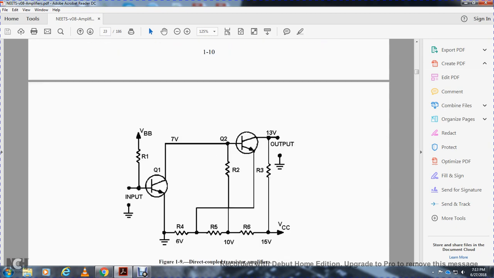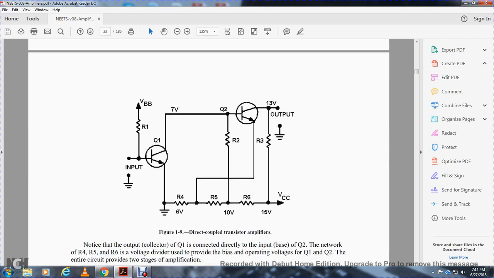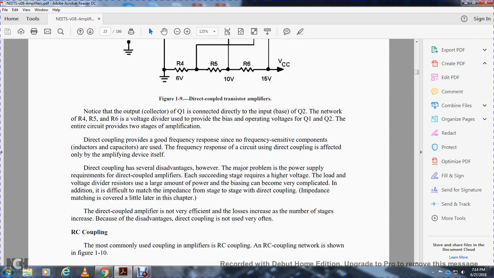Alright, Figure 1-9 shows the direct coupled transistor amplifiers. You have resistors, one on the voltage input going to the transistor, and then the 7 volts goes to transistor Q2, with resistors R5 and R6 and the supply voltages. Note the output over the collector of transistor Q1 is connected directly to the input base of the transistor Q2.